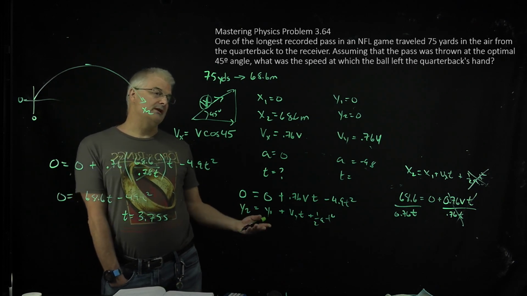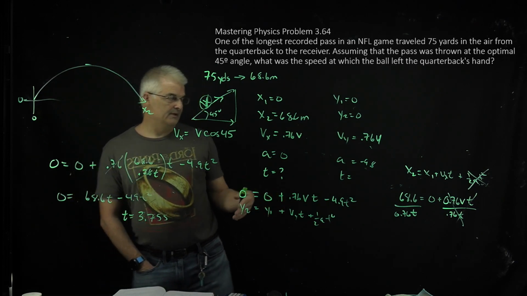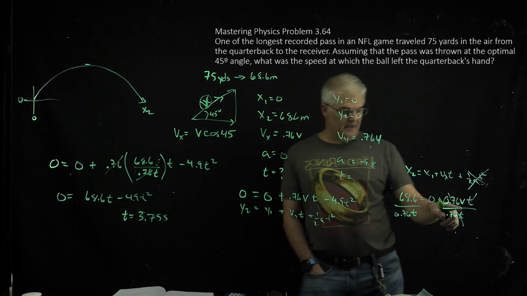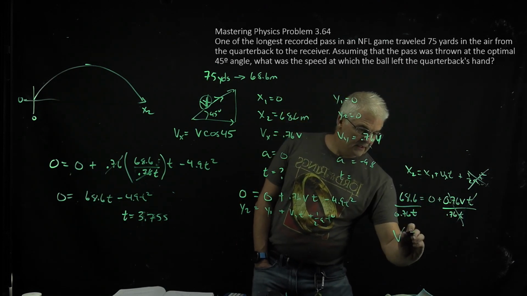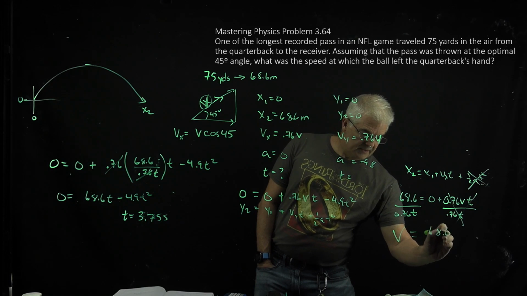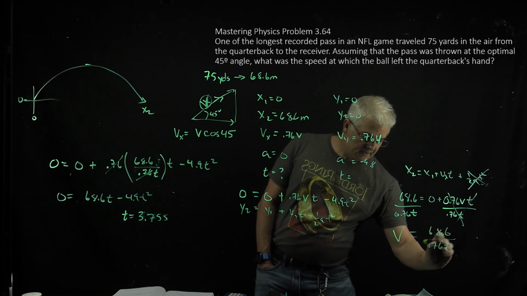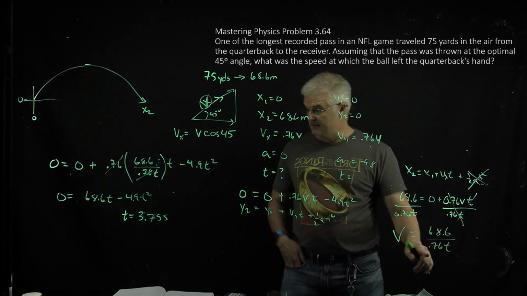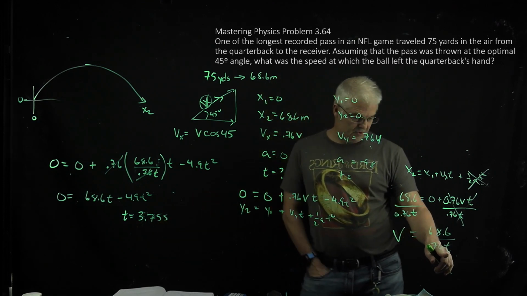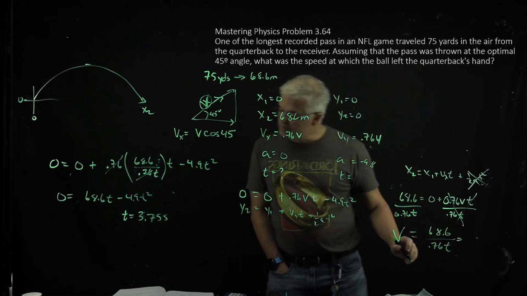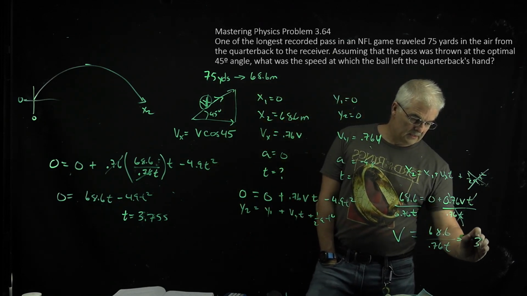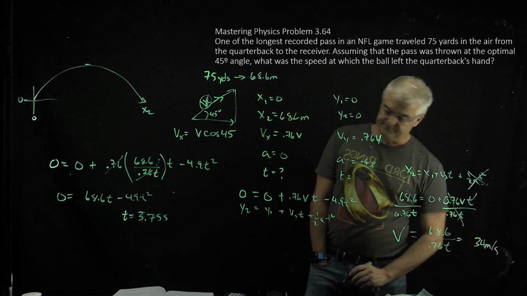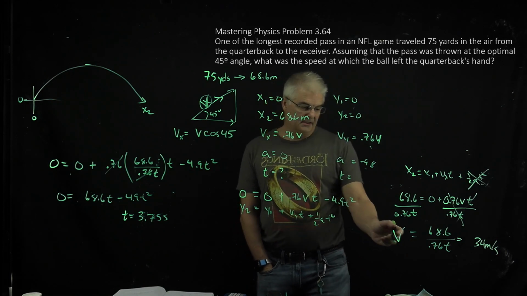But once you know t, you can solve for v, because we solved v right here. Right, v was equal to 68.6 over 0.76 t. So when you plug the t in, the 3.75 into here, you get an initial speed of 34 meters per second. And that would be the velocity.